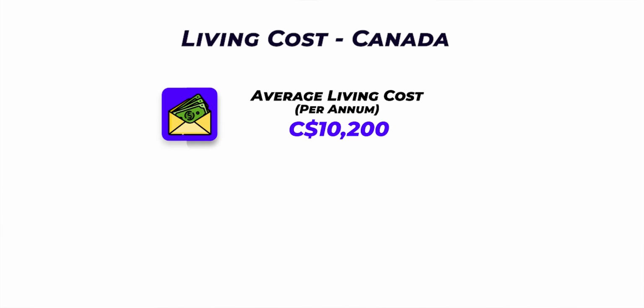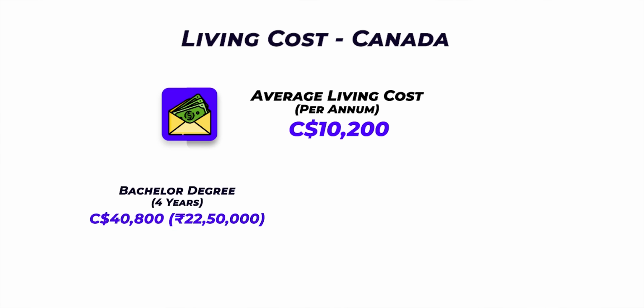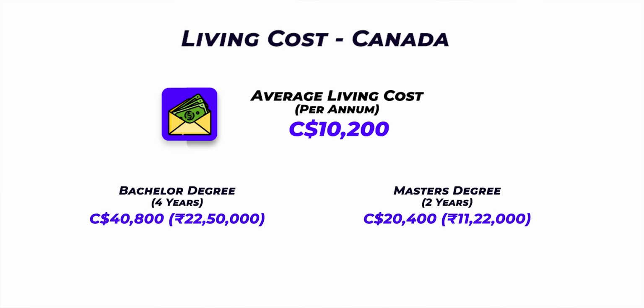So Canada has a slightly lower cost of living than the other two countries in our comparison. On an average, the Canadian authorities recommend $10,200 per annum as a living cost, although they may go up depending on your spending habits and the city you live in. For a bachelor's degree, your expenses for 4 years will be 40,800 Canadian dollars or 22.5 lakh rupees. For a master's, the expenses for 2 years will be $20,400 or 11 lakh 22,000 rupees.